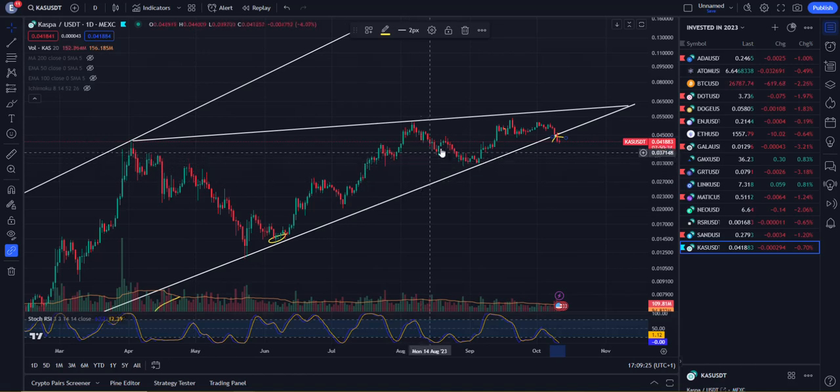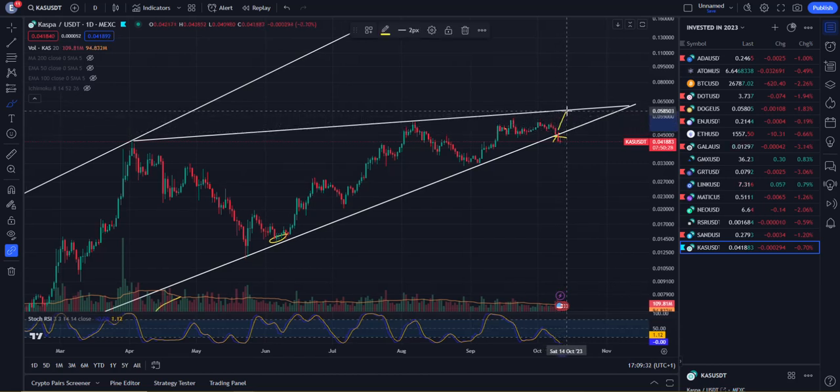Another thing that can happen is, if it doesn't start breaking down, it can start going up, and it can also break resistance. If it breaks, comes back, touches, and goes again.